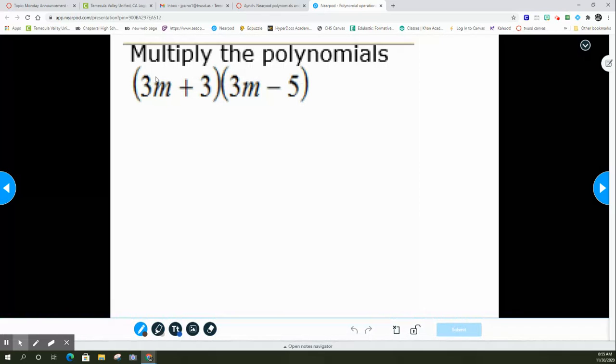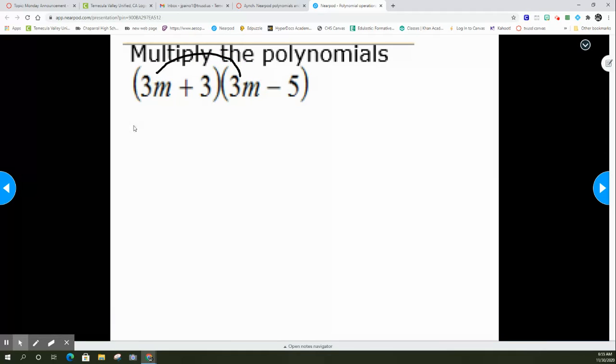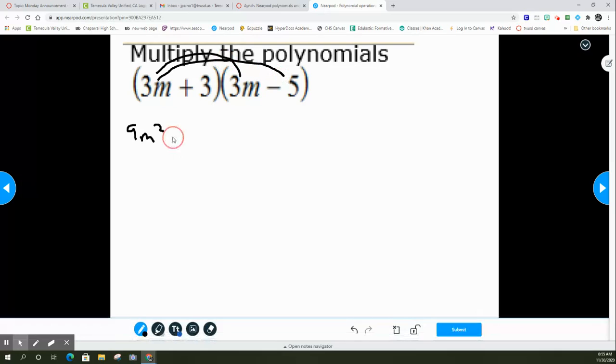All right, so here's a binomial times a binomial. The shortcut word that we use to help us remember to multiply right here is FOIL: first, outer, inner, last. Again, it's just really double distribute. Okay, so I'm going to go 3m times 3m. All right, that's 9m squared. 3m times negative 5 is negative 15m.